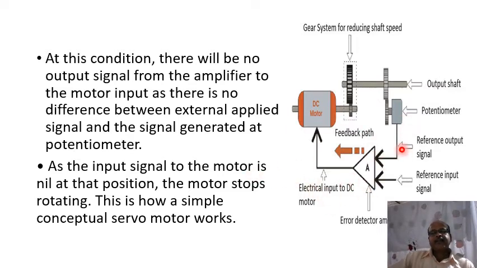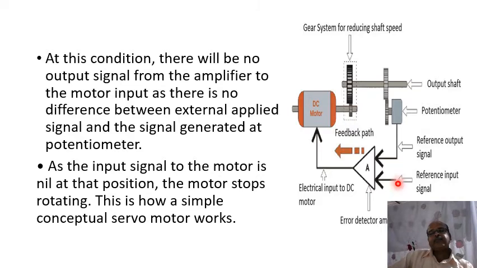One is a standard reference signal or input signal, a standard reference signal from potentiometer, and this is a reference input signal. This is a standard, means a potentiometer output signal, and this is a reference input signal. If both these signals are compared in this comparator or error detector amplifier, and if there is a difference, then that difference is calculated and given to the DC motor to rotate according to your need.